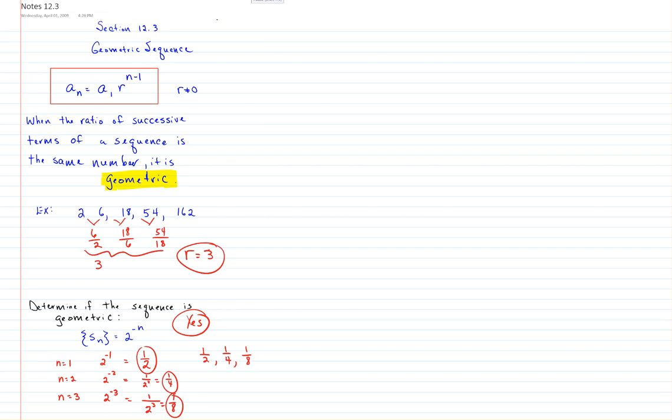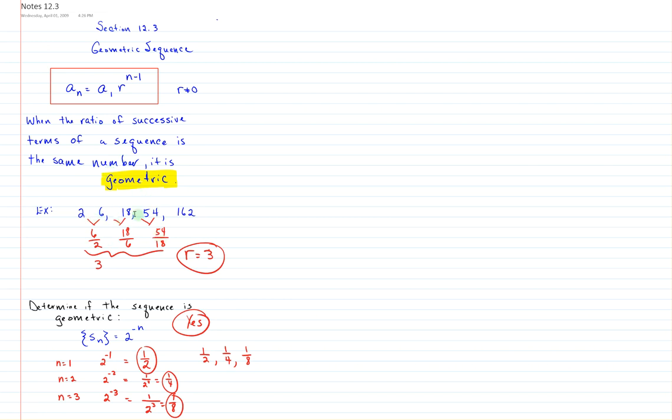This is section 12.3, and now we're going to look at the geometric sequence. For a geometric sequence, here's our formula that we need to know: a sub n is equal to a sub 1, which is your first term, times r to the n minus 1. A geometric sequence occurs when the terms differ by exactly the same ratio. It's not being added, but you're dividing or multiplying by the r.